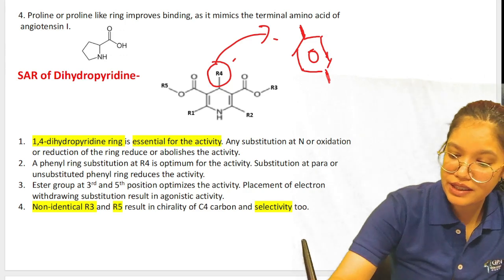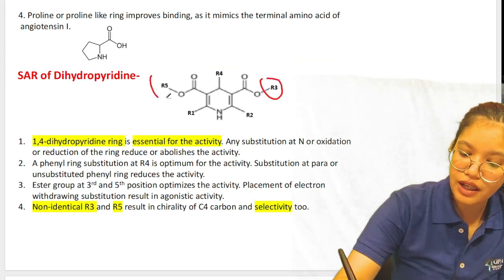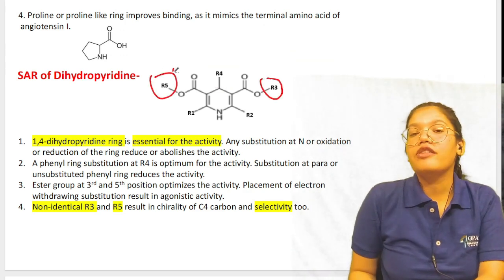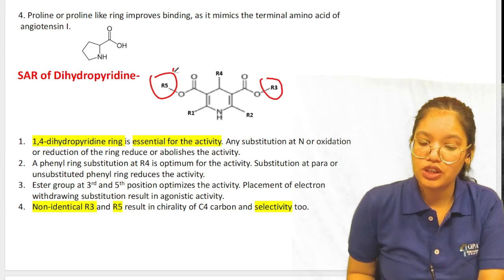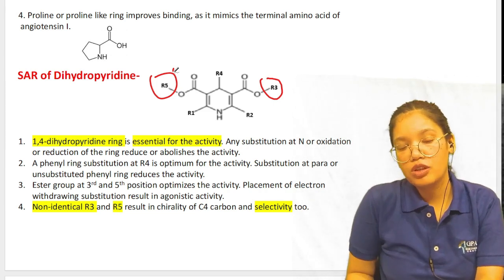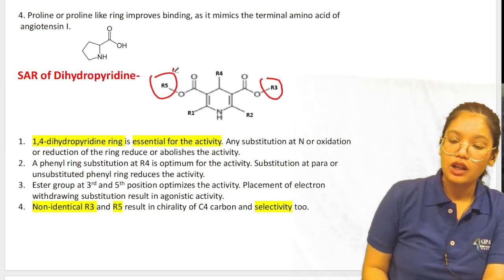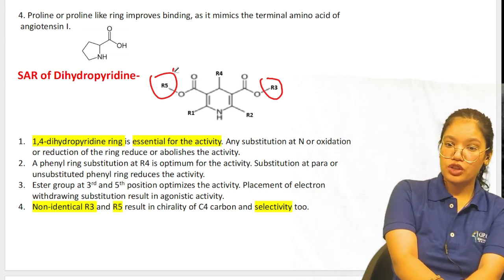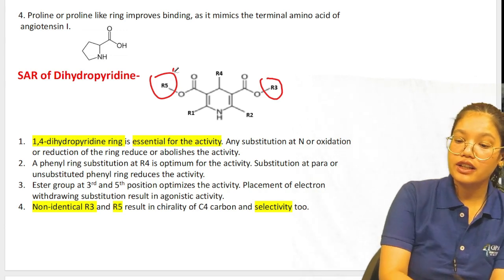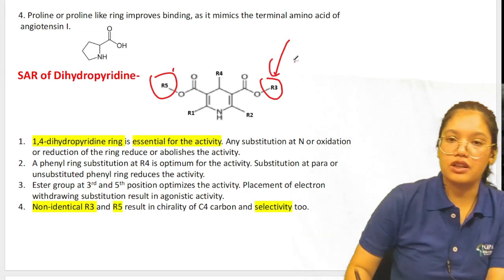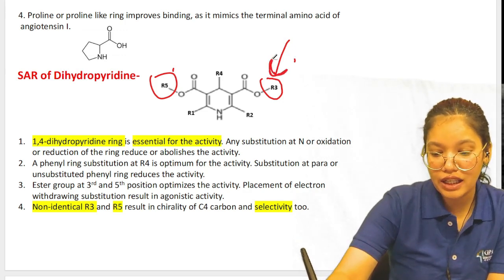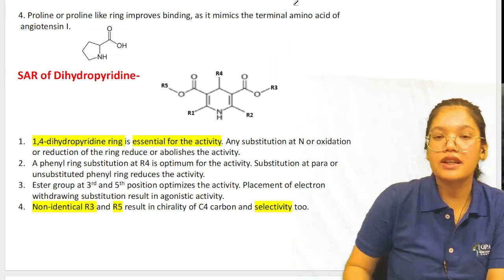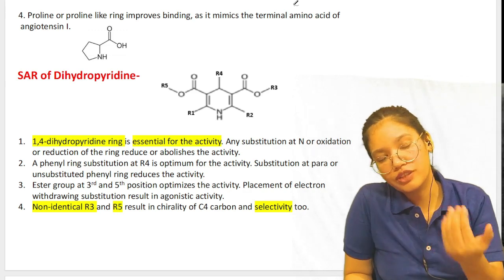Now next we talk about this R3 and R5 position. Having an ester at this position is very helpful for the optimum activity, and if we place any electron withdrawing substitution here, that can result in agonistic activity. Okay, so having the electron withdrawing group here results in the agonistic activity of the drug.